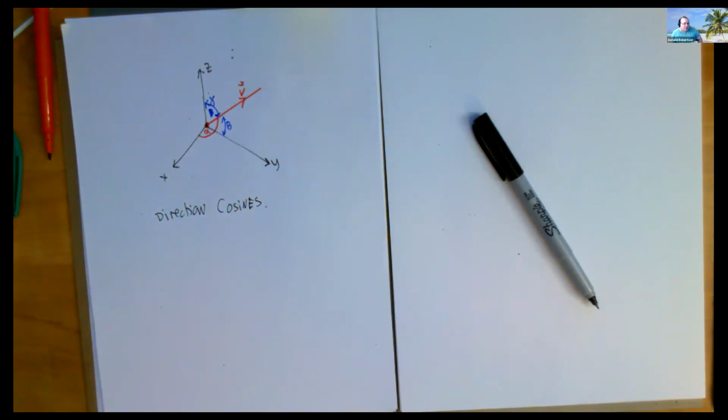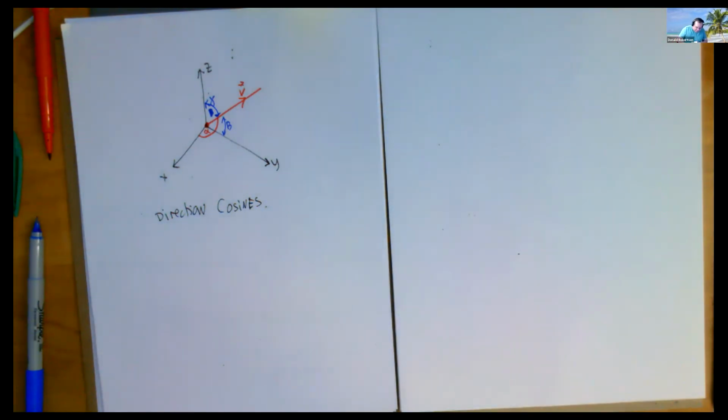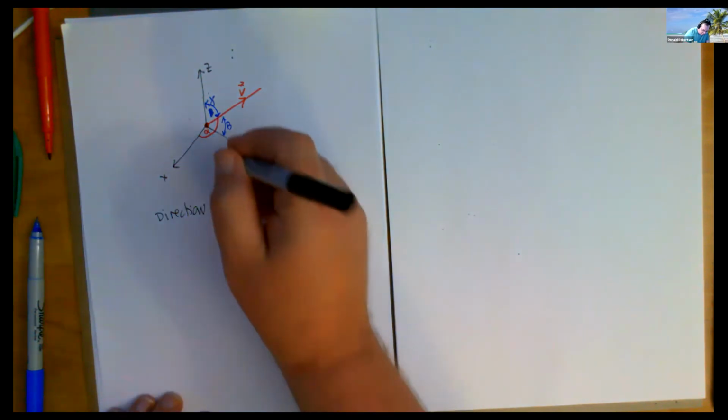Would you agree my picture's pretty ugly? There's a lot going on here. It's 3D and you're trying to do it in 2D. But essentially, these are called the direction cosines.